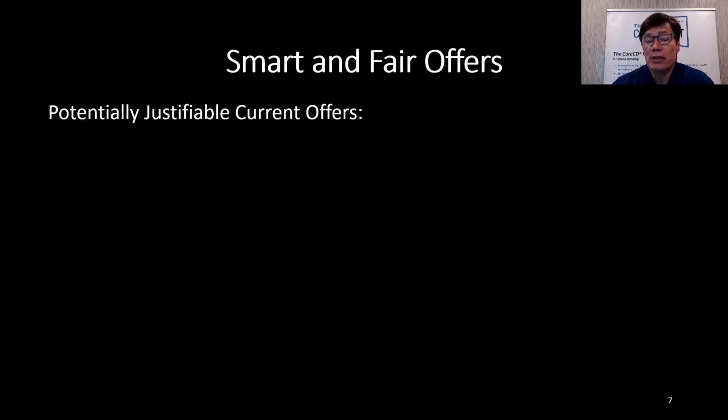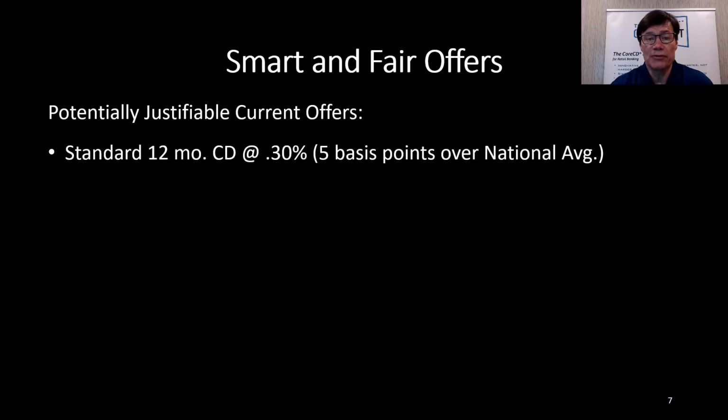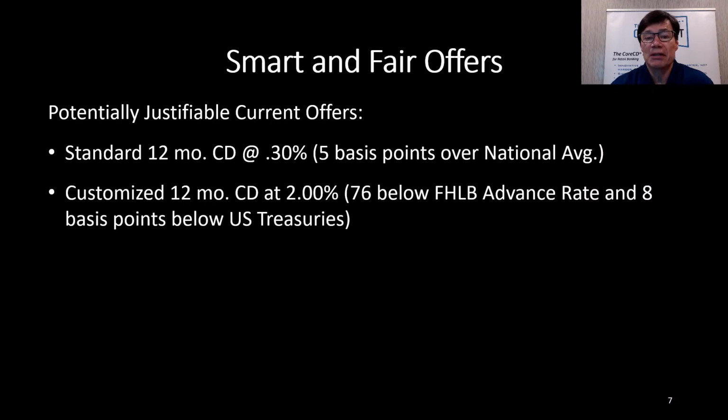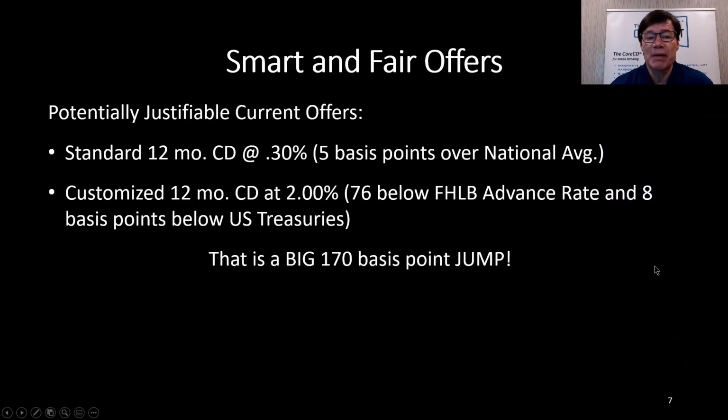So potentially justified current offers today include things like 0.3% on a standard 12-month. That's 5 basis points over the national average. But likewise, a 2% rate on that same term might seem fair. It's 76 below FHLB advance rates and 8 basis points below US Treasuries. So that's a big difference though. That's a 170 basis point jump between what could be our standard rates and our caps for our customized rates.